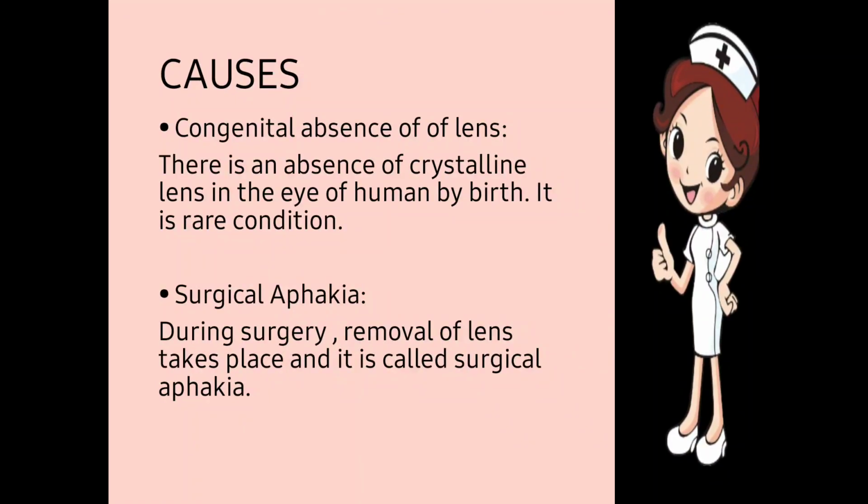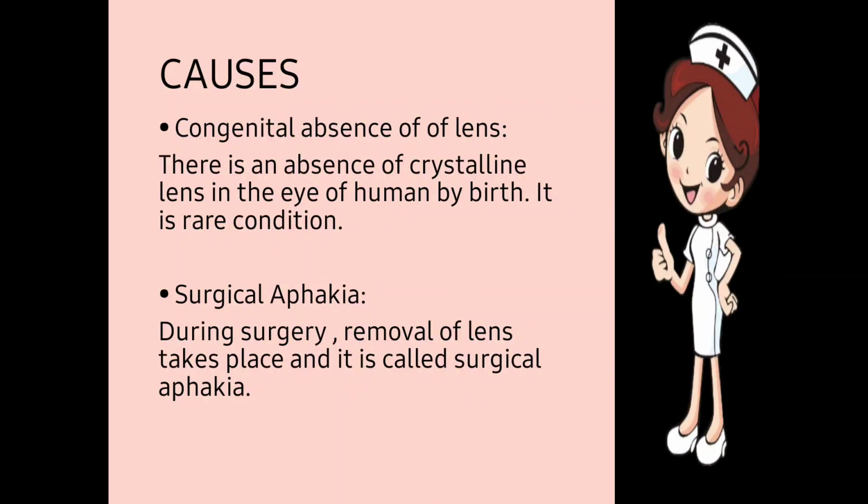Next, causes. First one is the congenital absence of the lens. There is an absence of the crystalline lens in the human eye by birth. At the time of birth, there is no crystalline lens inside the eye. It is a very rare condition.